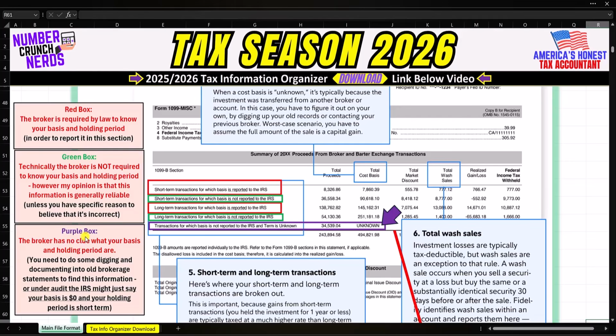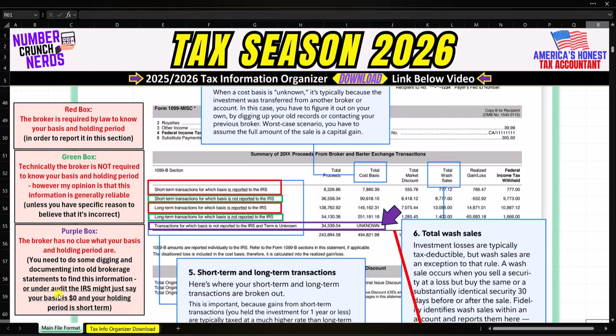And then finally, in the purple box, here the broker has no clue what your basis and holding period were for the positions that you sold. Therefore, if you see this description on your 1099, transactions for which basis is not reported to the IRS and term is unknown, and it will probably say something like unknown right here under the total cost basis section, in that situation, you need to do some digging and documenting into old brokerage statements to find this information.